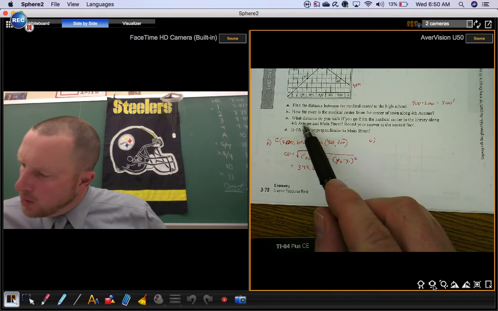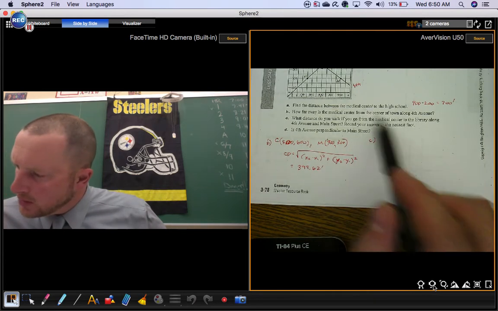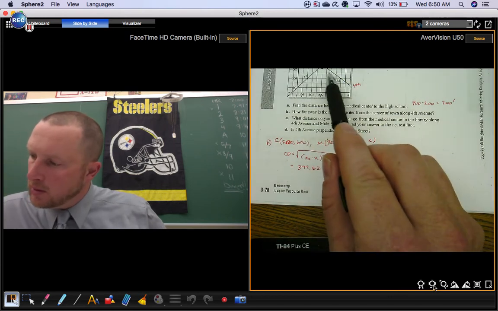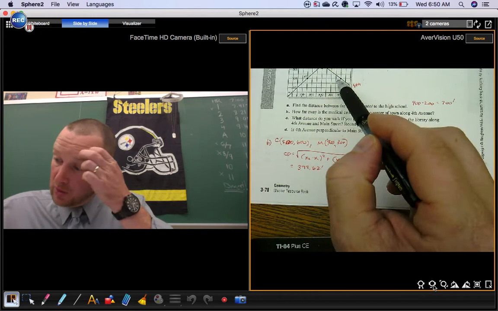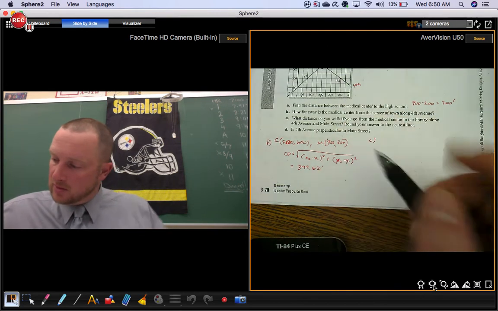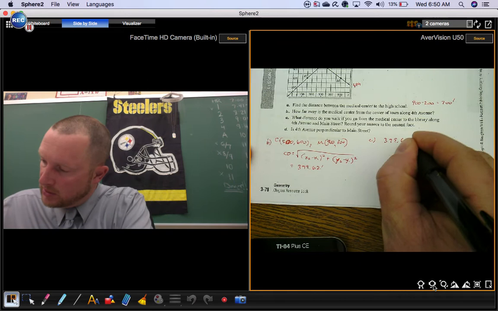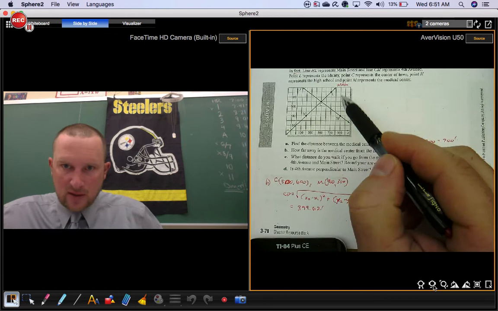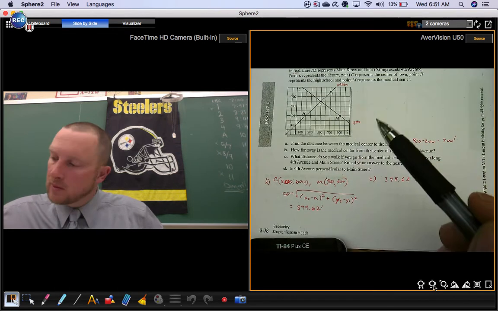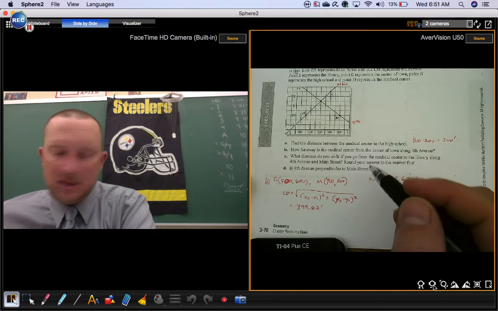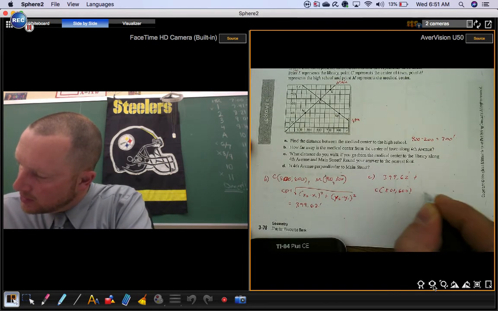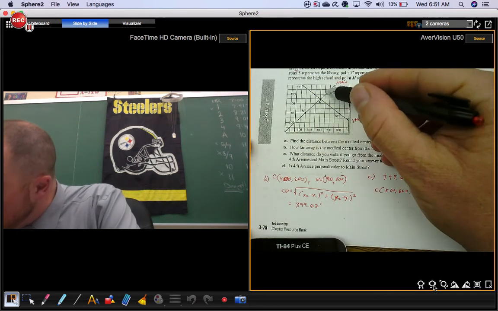Part C, what distance do you walk if you go from the medical center to the library along 4th Avenue and then Main Street? So we already know this distance, 399.62. Now we have to add this distance. Okay, so let's figure out how far it is from C to L. Again, we know C lives at 500, 600, and the library lives at 700, 800.